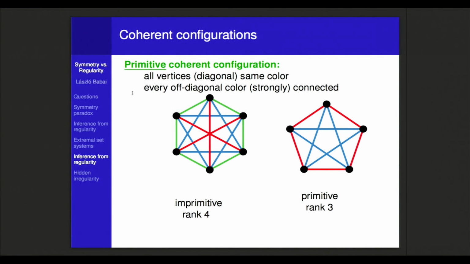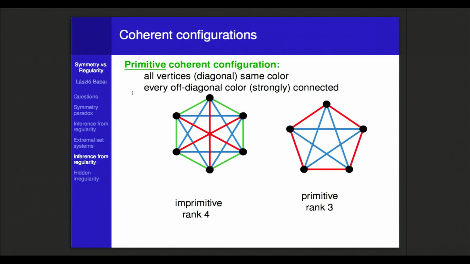Now, a coherent configuration is homogeneous if every point, every vertex, has the same color, and it is primitive if, in addition, every color constituent other than the diagonal is connected. For instance, in this picture, there are 2 off-diagonal colors, so there are 3 colors altogether. One is the diagonal, the black, and then the red is an off-diagonal color, and the blue is an off-diagonal color, and each of these is connected. We call this configuration primitive.